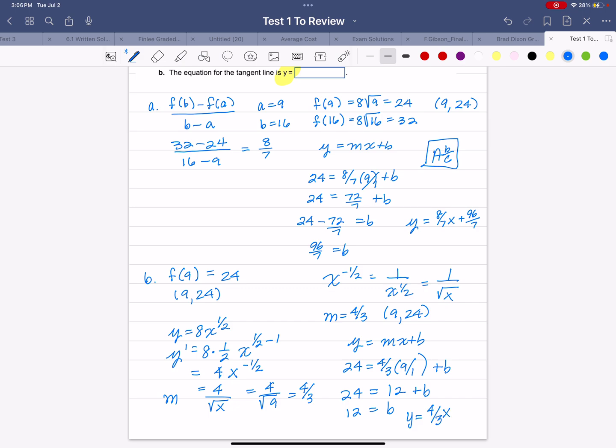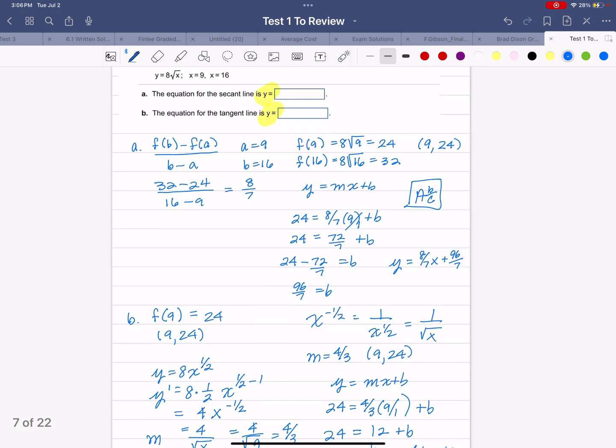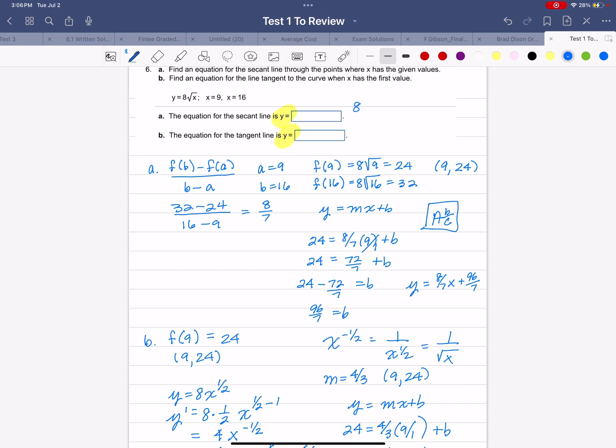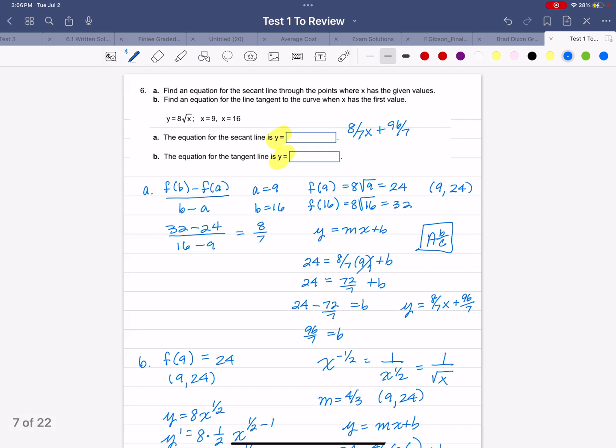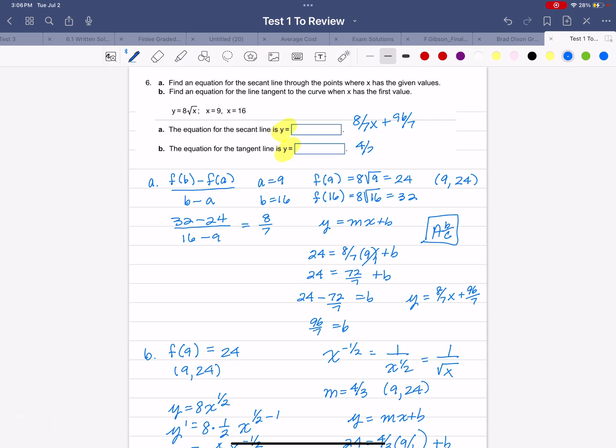So my equation is y equals 4/3 x plus 12. So the first one was 8/7 x plus 96 over 7. And the second one was y equals 4/3 x plus 12. Now look, the y equals is already here. If it wasn't, we would have to write the y equals because it's an equation, and an equation has to have two sides and an equal sign.